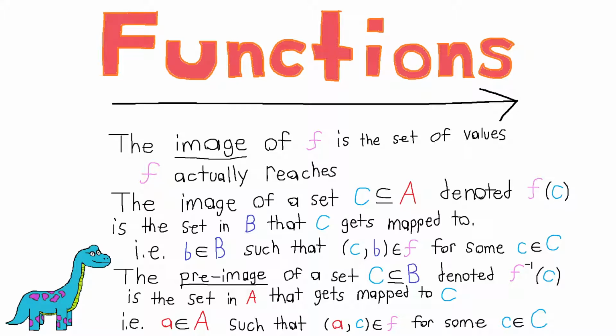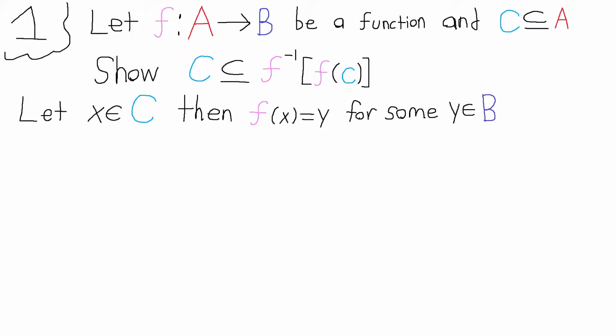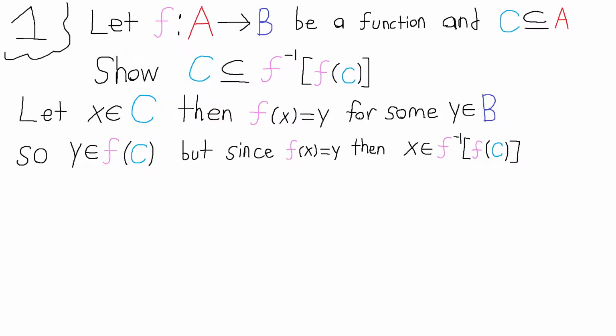Now let's test our understanding of functions with some practice problems. Number 1. If f is a function from A to B, and C is a subset of the domain A, then we need to show that C is a subset of the preimage of the image of C. First, we let x be an element of C. Then by the existence property of functions, f of x must be equal to y for some element y of the codomain B. But then this means that y has to be an element of the image of C, and hence that x has to be an element of the preimage of the image of C. Thus, we conclude that C is a subset of the preimage of the image of C.